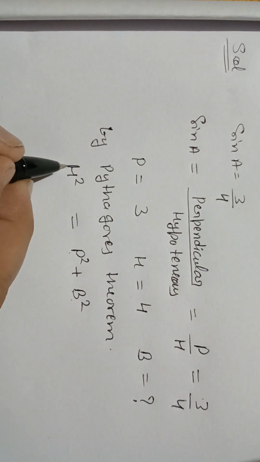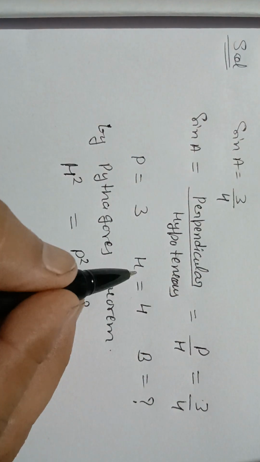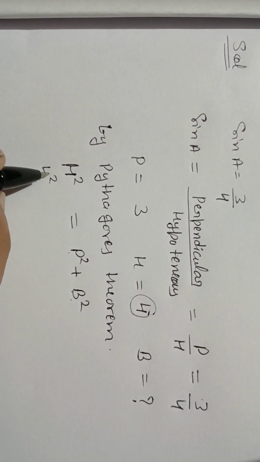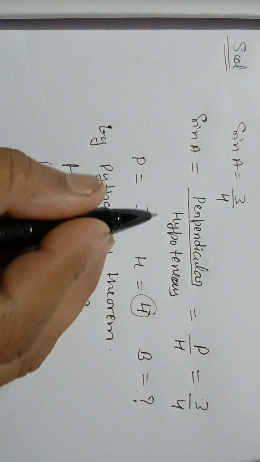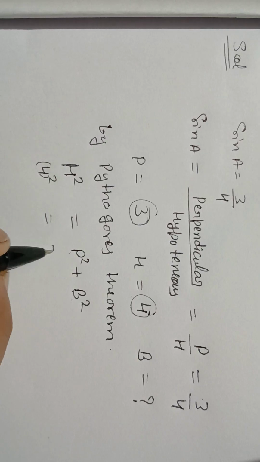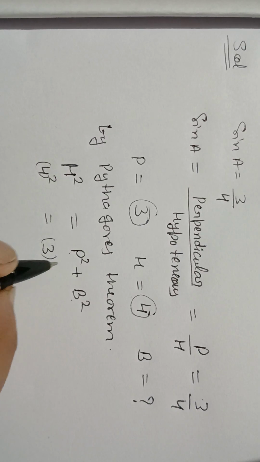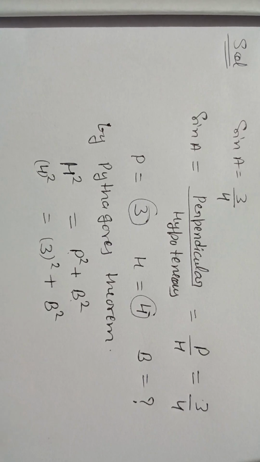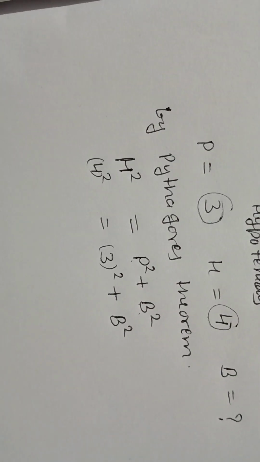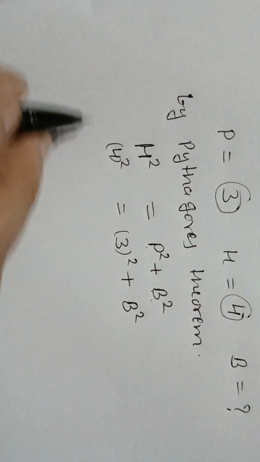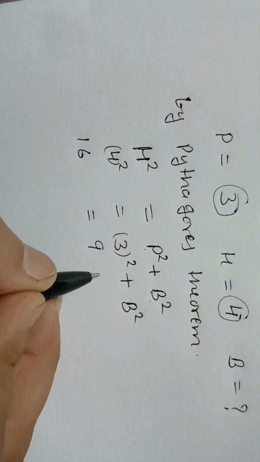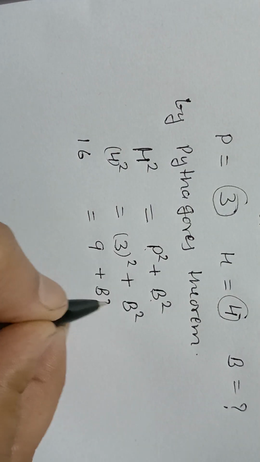So I will put the values here now. Hypotenuse is how much? 4. So I will put here 4, square of 4, and perpendicular is 3. Now value of base we don't know, so I will keep it as it is. Okay students, 4 4s are 16, 3 3s are 9 plus b square.